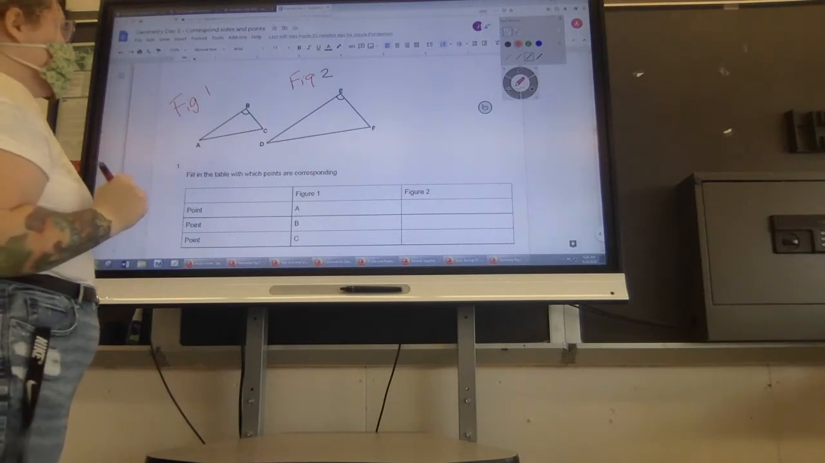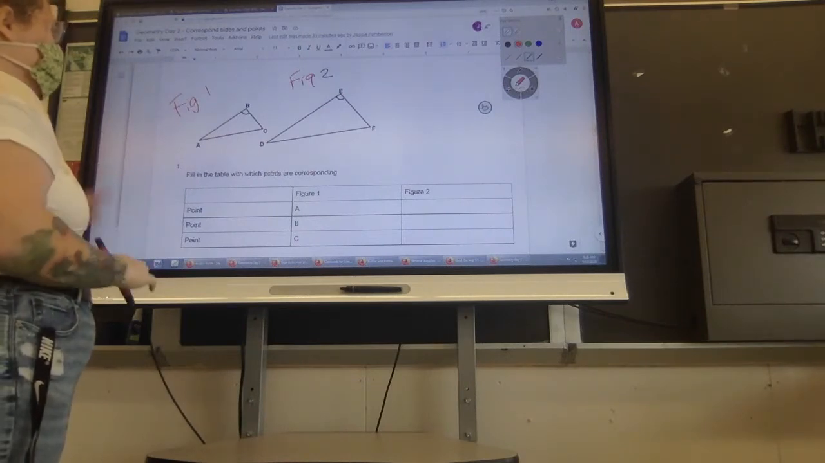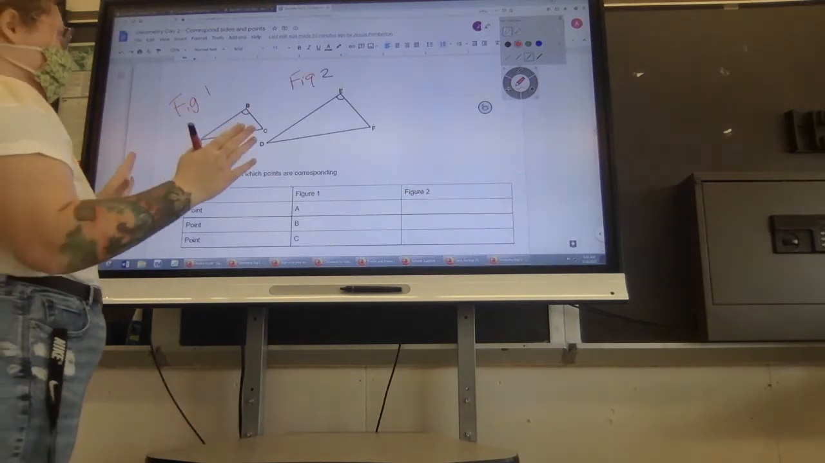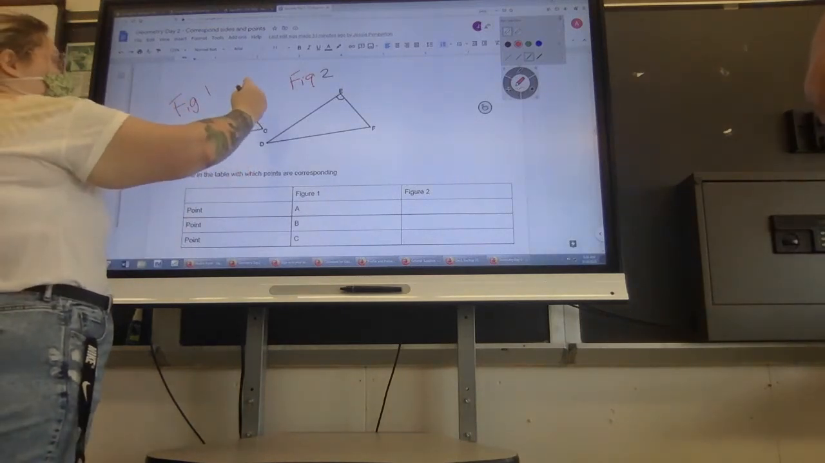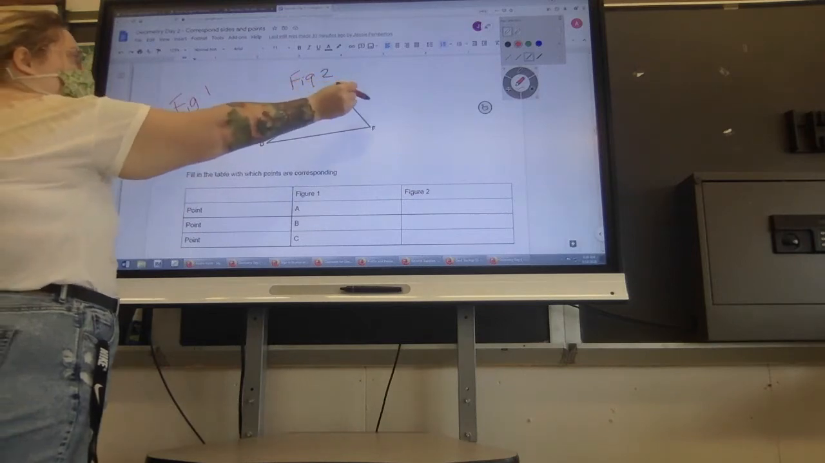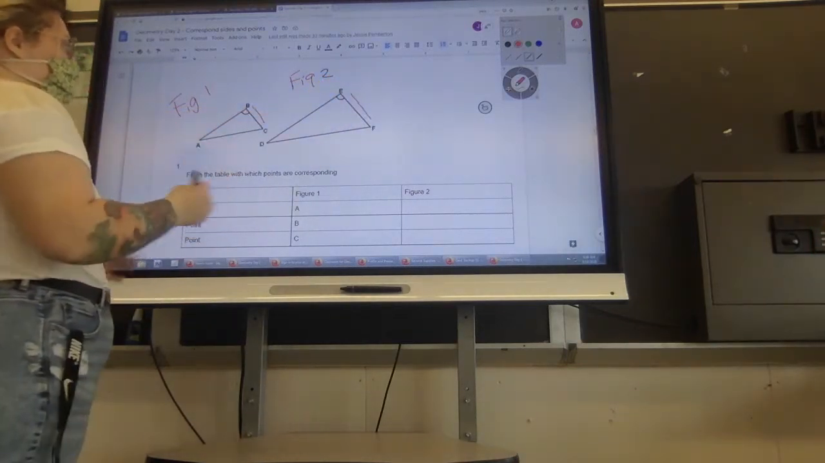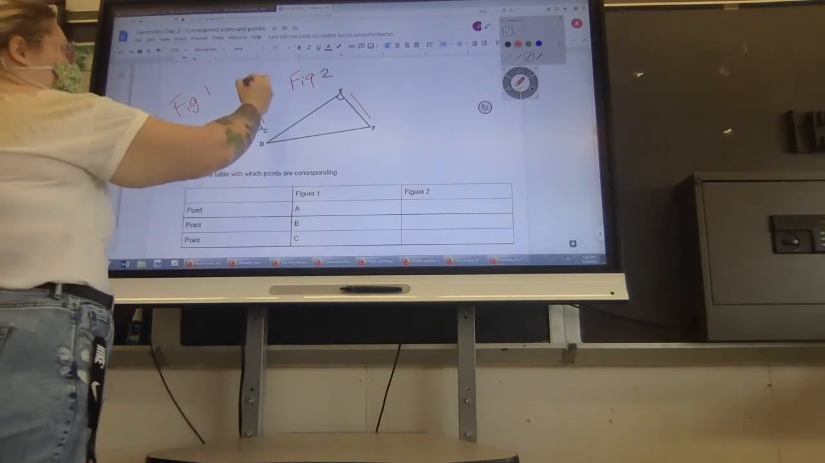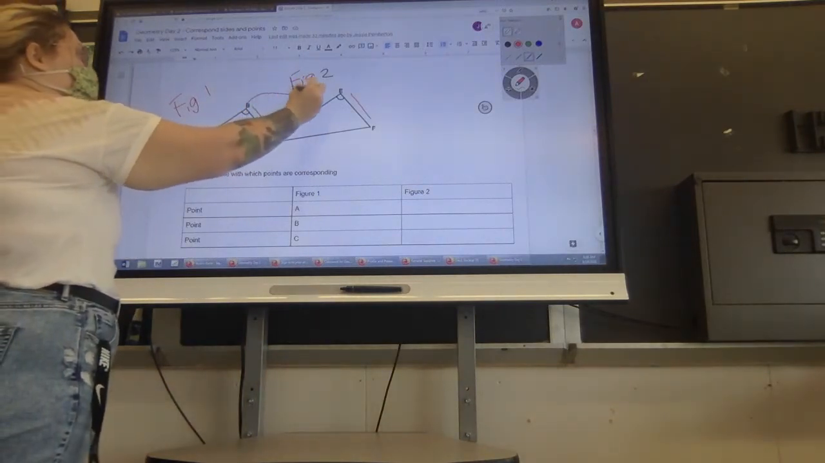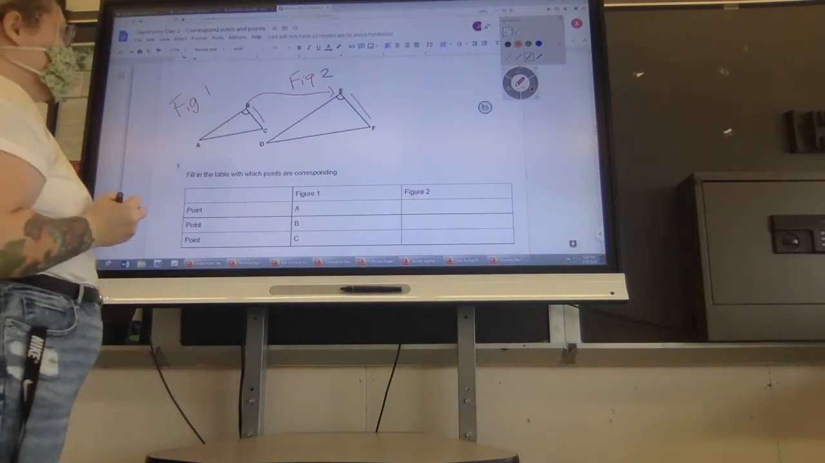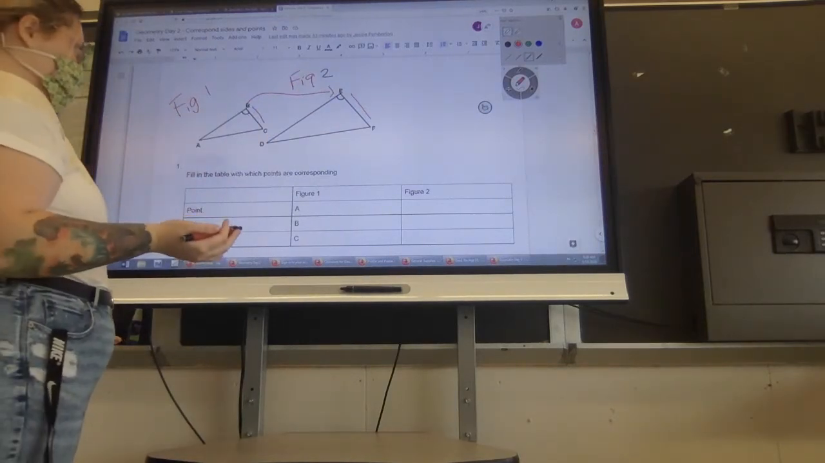So what I would do is I would look for different angles and sides that look similar in one figure versus the other. So I would go ahead and start with seeing that this side is a similar side to this one because they are both the smaller sides. So I would say that point B is corresponding to point E. And then I would look for the next one that looks similar to me.